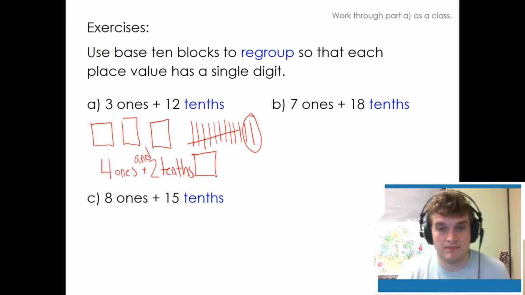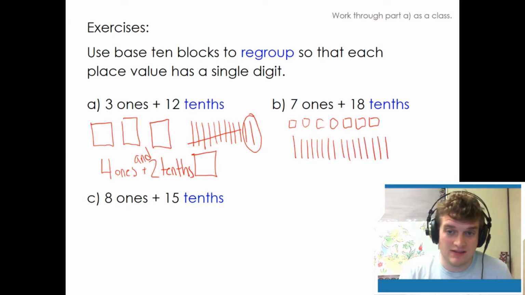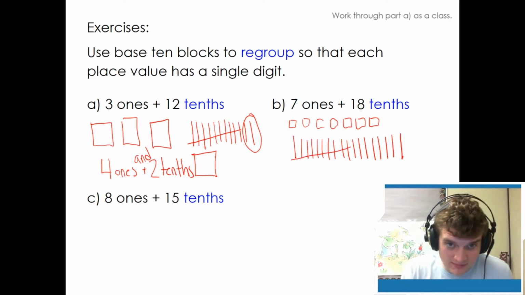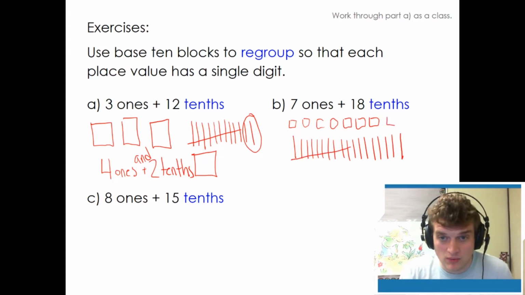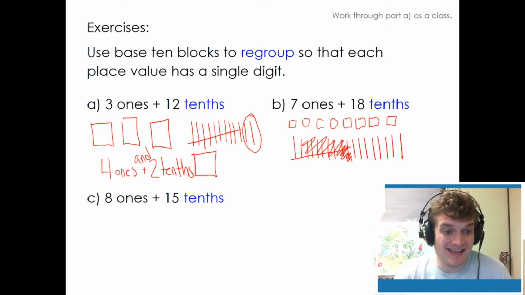Let's try another couple. So 7 ones, 18 tenths. 1, 2, 3, 4, 5, 6, 7, 8, 9, 10, 11, 12, 13, 14, 15, 16, 17, 18. We need to take 10 of them and trade them for 1 more one. We're left over with 8 ones and 8 tenths.